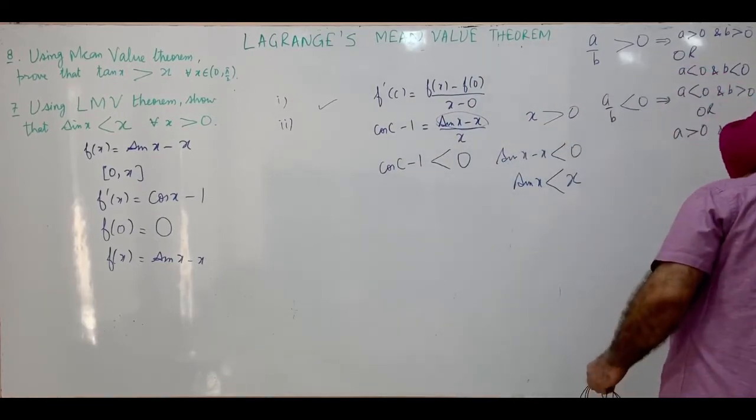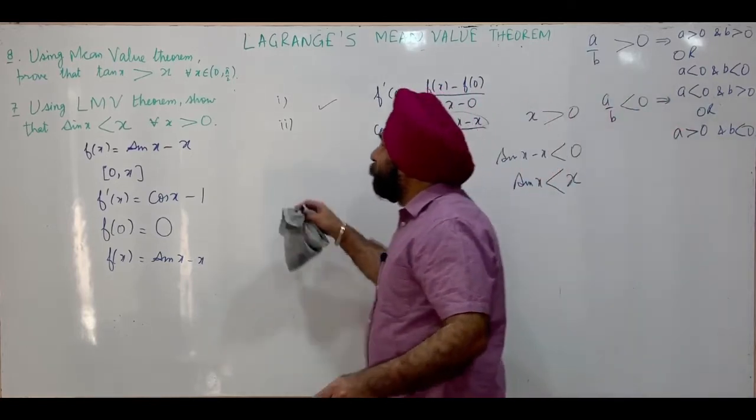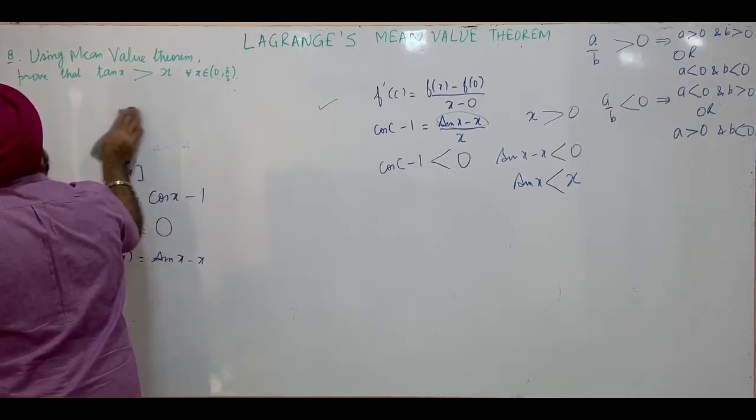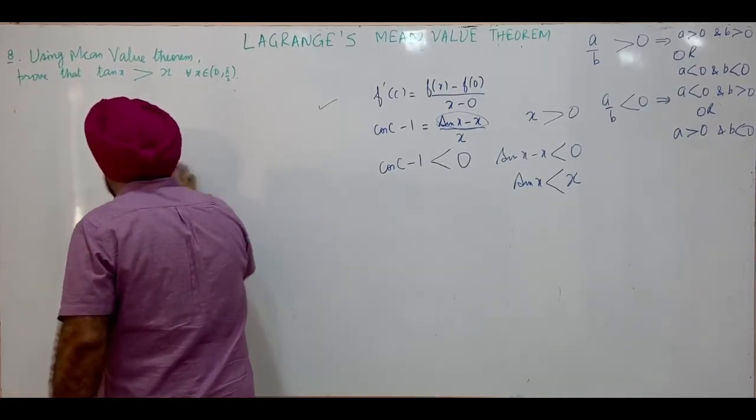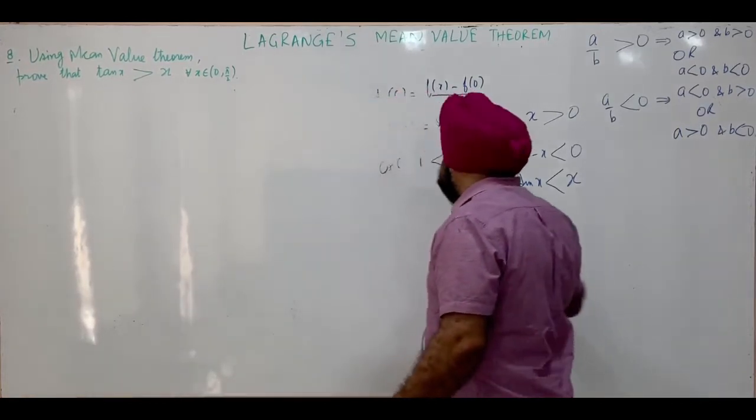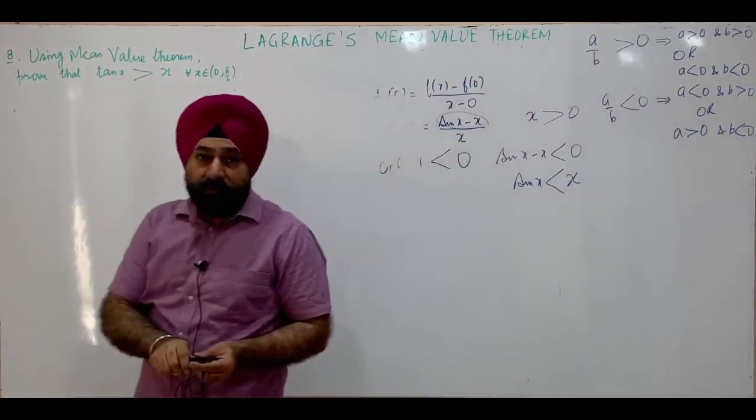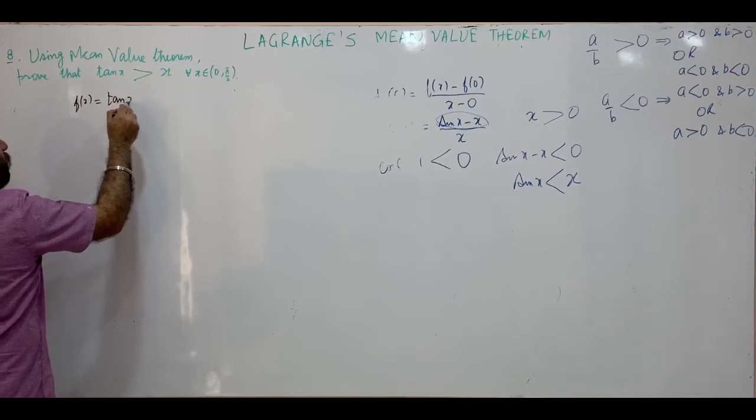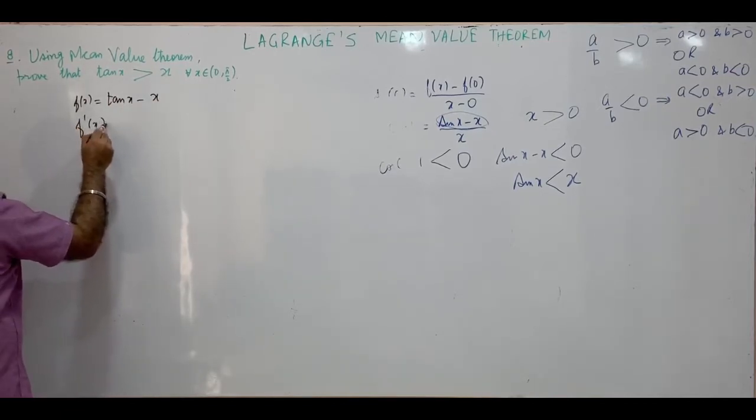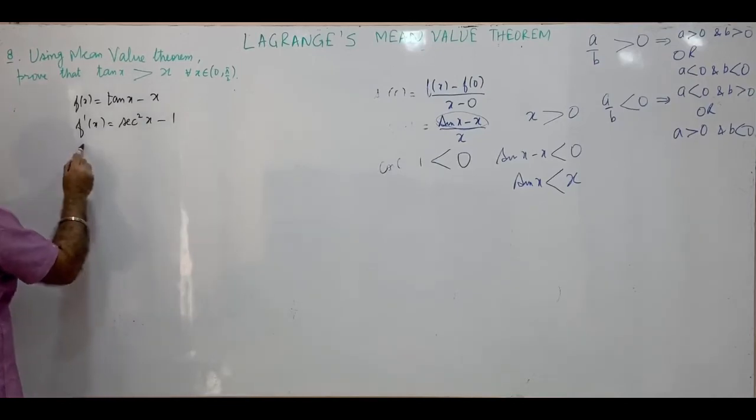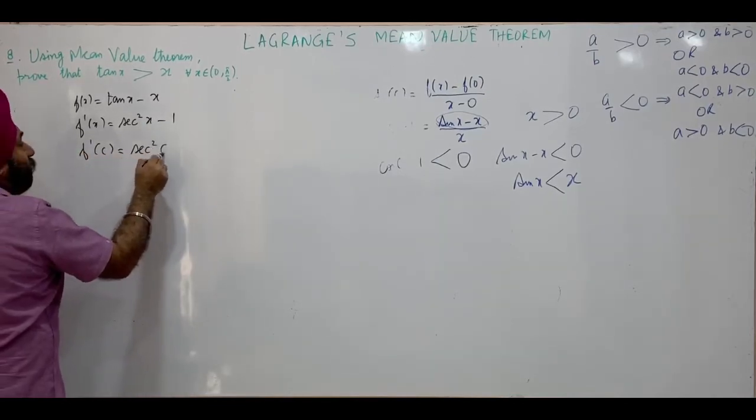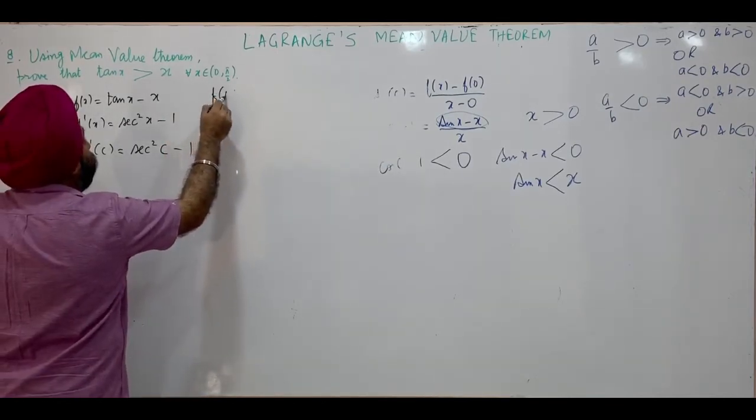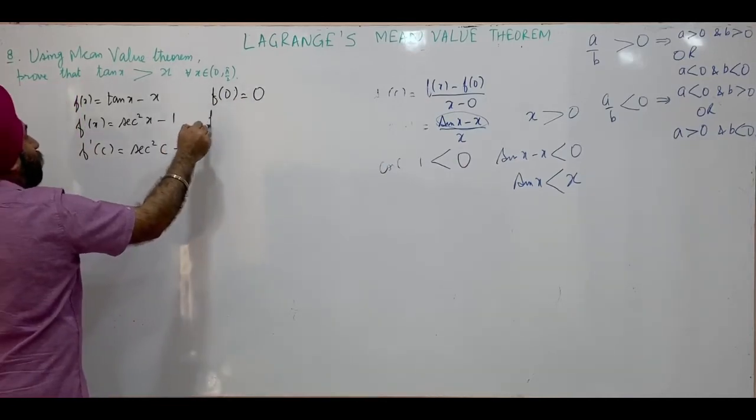The next one, we are given x belonging to 0 to pi by 2, and we have to prove that tan of x is greater than x, and we have to use Lagrange's mean value theorem. Let's consider the function as tan of x minus x. The derivative of the function is secant square of x minus 1, and f dash of c will be secant square of c minus 1. Okay. F of 0 is 0.